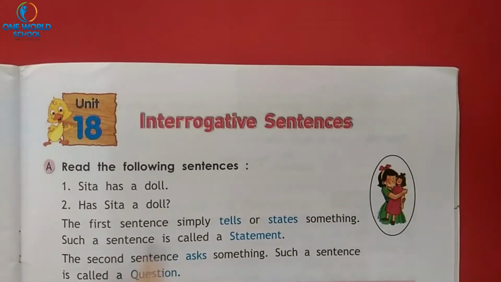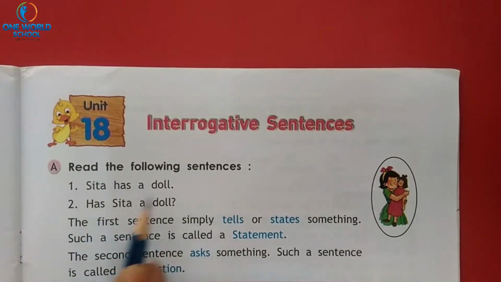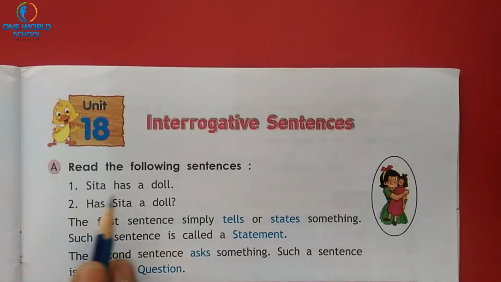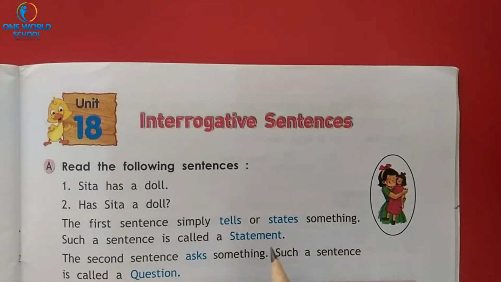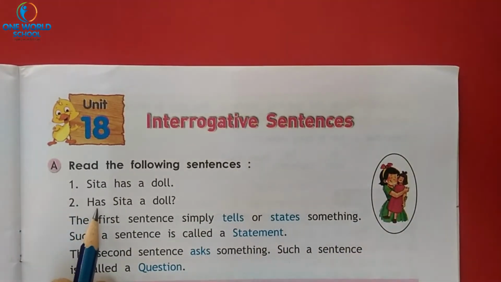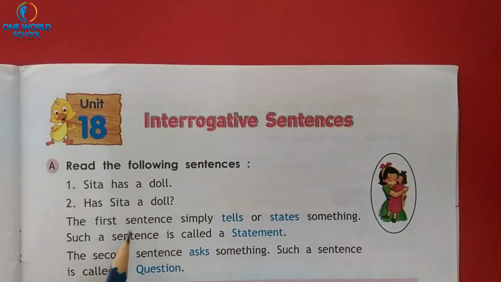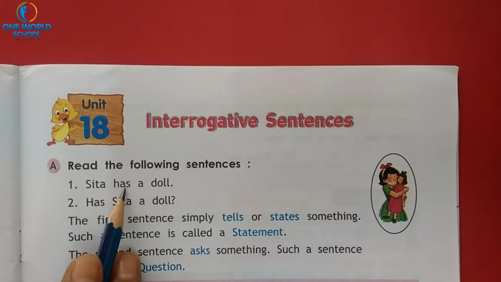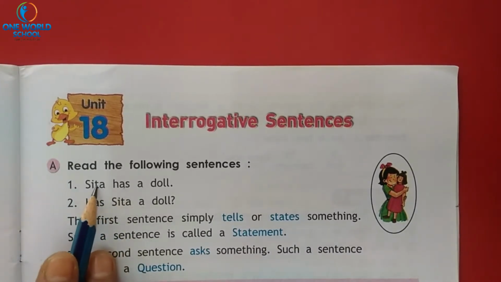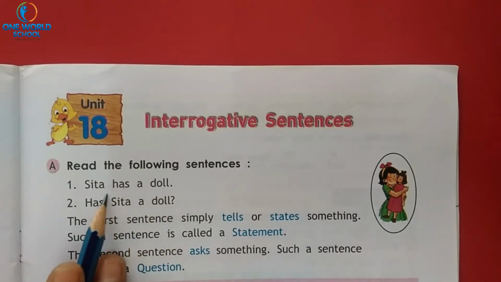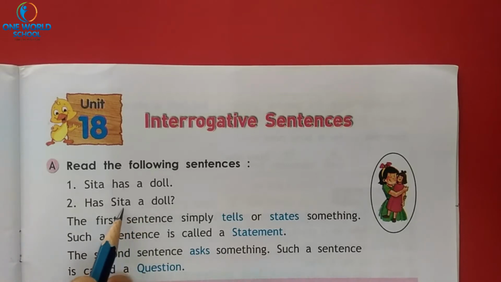Let's learn. Look. Sita has a doll. That means Sita के पास doll है. It is a statement. But here look. Has Sita a doll? Somebody is asking. So here the first sentence states something, that Sita has a doll. But the second sentence asks something, that is, has Sita a doll?